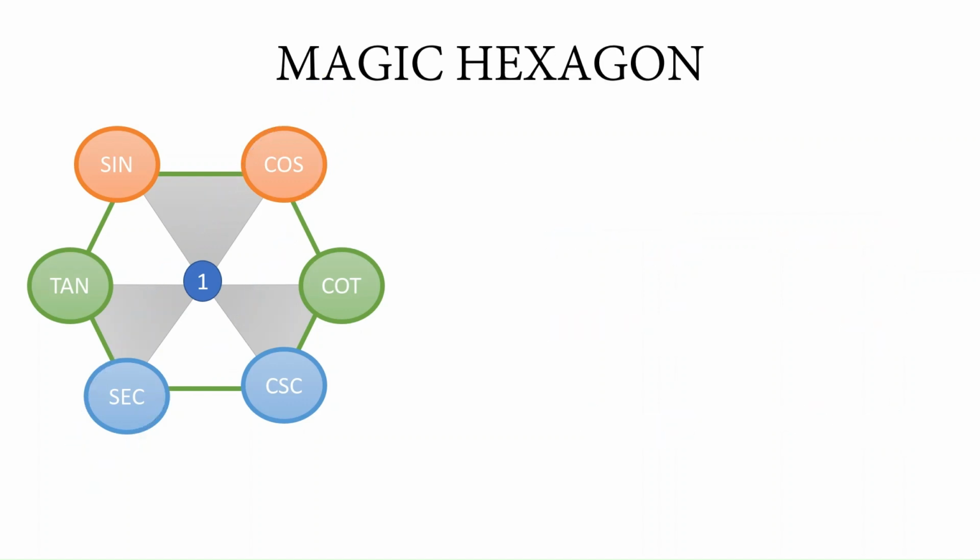Now for the same hexagon, we can write the quotient identities as well. We'll see how to do that. Quotient identities can be written in two different ways. Either we go in a clockwise direction or anti-clockwise direction. First, let us look into the clockwise direction. We already know that tan equal to sine upon cos. So we'll start with that.